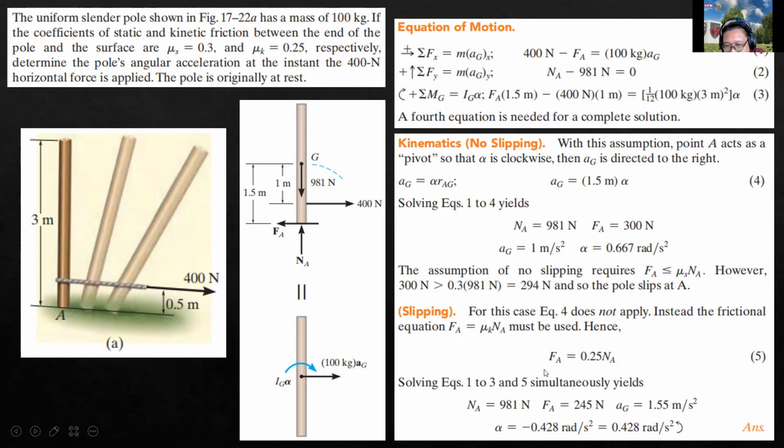So mu K is given as 0.25, and NA is, okay, you have this equation. So combine this equation number 5 with equations 1, 2, and 3, and therefore you can solve for NA, FA, and alpha. So everything can be solved.